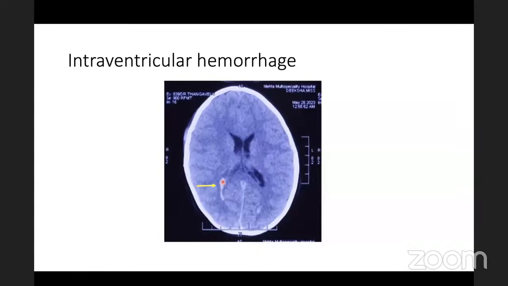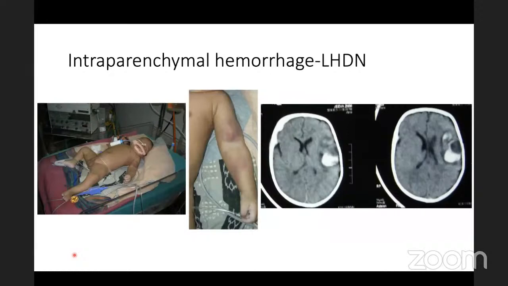So when the child or a patient stands, the fourth ventricle is the dependent area. But when the child lies down, blood generally settles here in the posterior part of the brain, that is, the occiput, in the posterior horn of the lateral ventricle. So this is where you have to look for an intraventricular hemorrhage. So this is intraparenchymal hemorrhage.